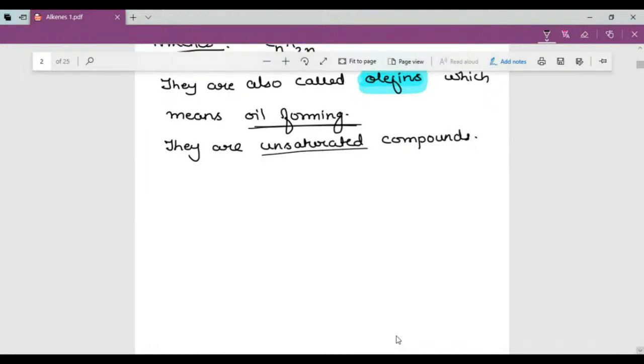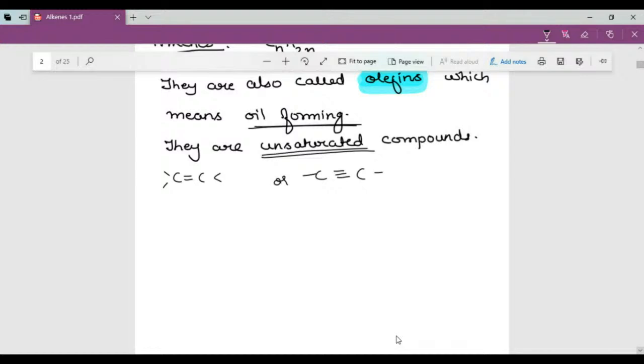Now, alkenes and alkynes are unsaturated compounds. What are unsaturated compounds? Unsaturated compounds are those which have C double bond C or C triple bond C in them. Now, please remember that unsaturated compounds should not be aromatic. Aromatic compounds sometimes have C double bond C and C triple bond C, but they are not called unsaturated compounds.